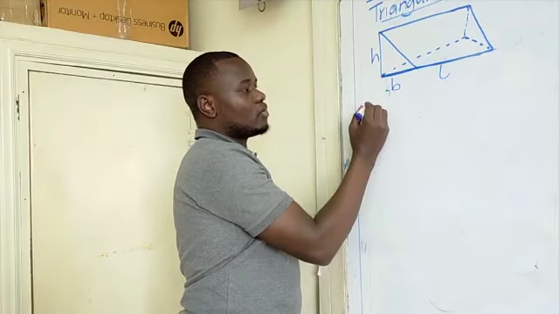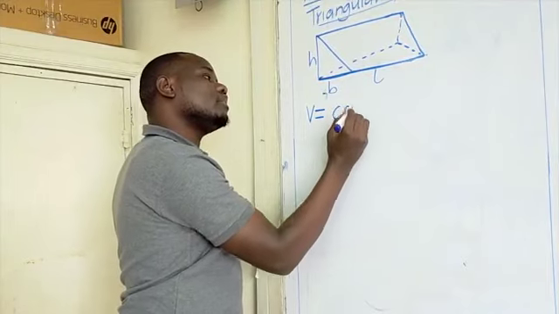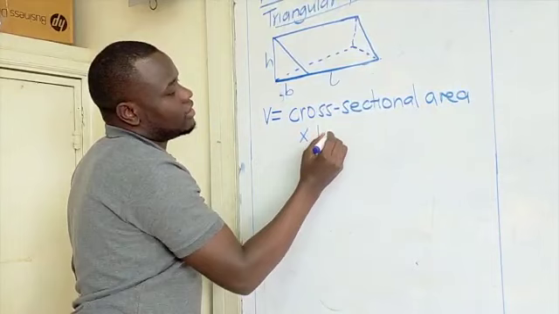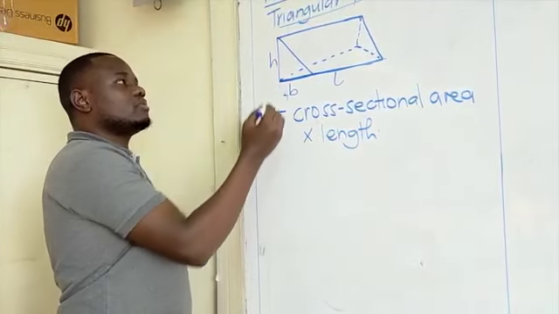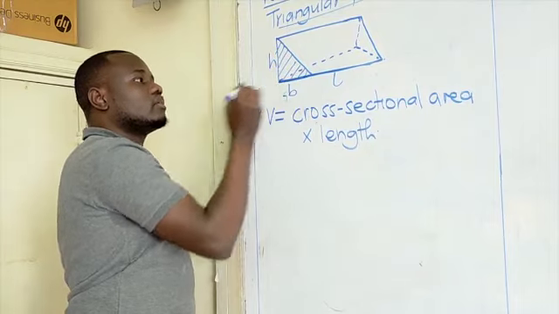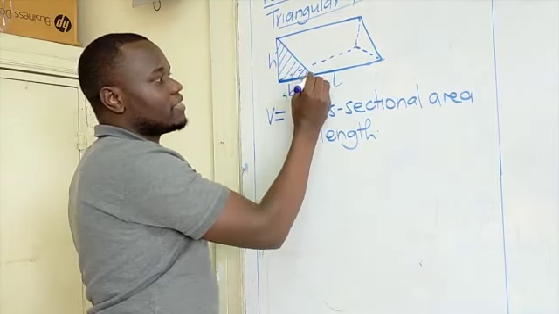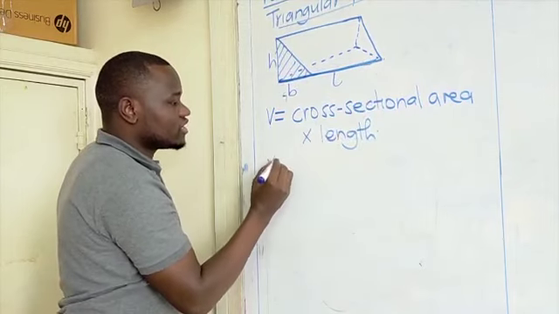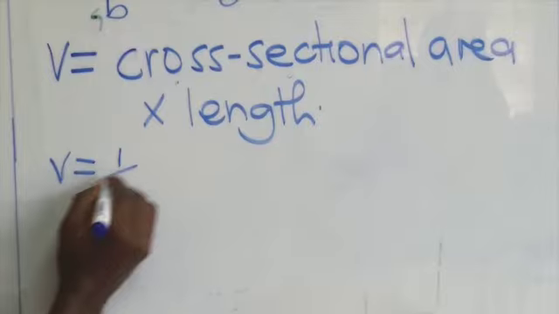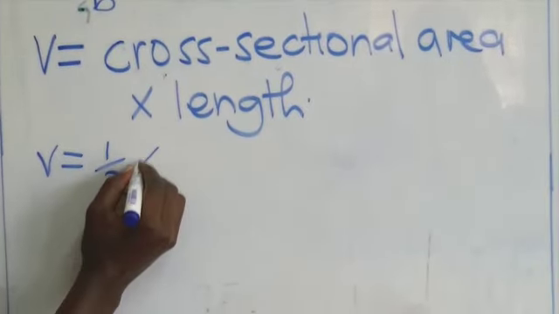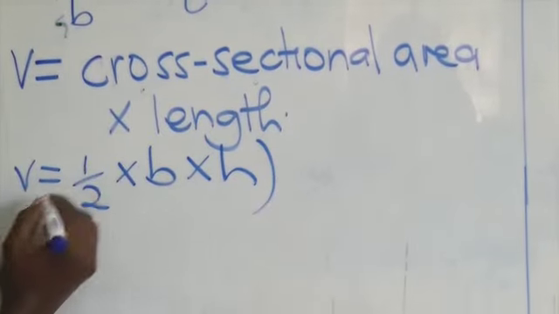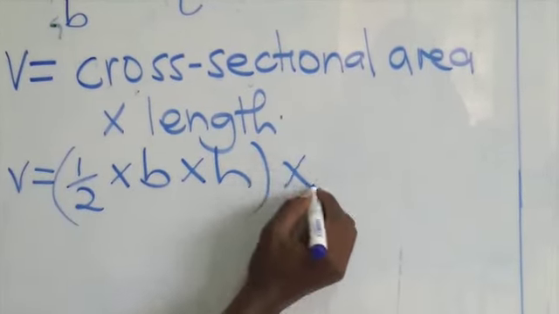How do you calculate volume? Volume of a triangular prism is the cross-sectional area multiplied by the length. Cross-sectional area means the area of this triangle, then we multiply it by the length. So volume of a triangular prism is equal to the area of the triangle, which is a half multiplied by the base, multiplied by the height, that is the cross-sectional area, then you multiply by the length.